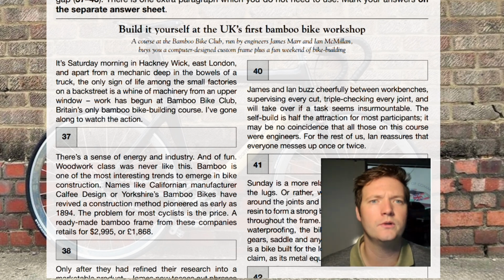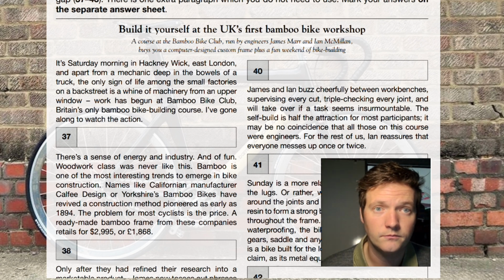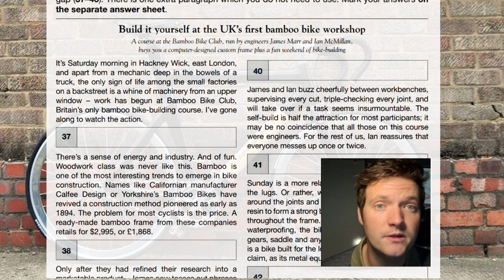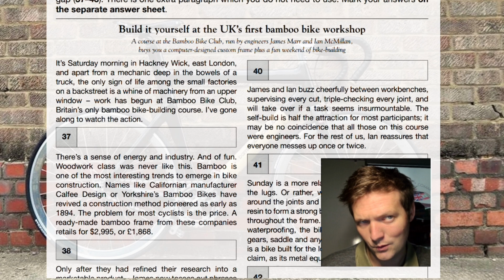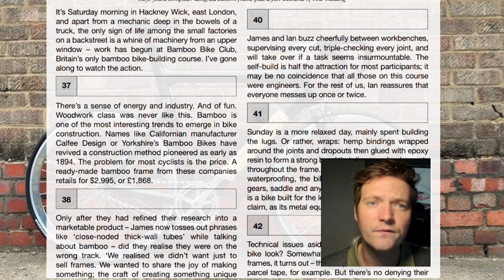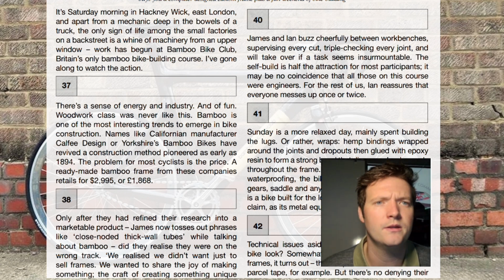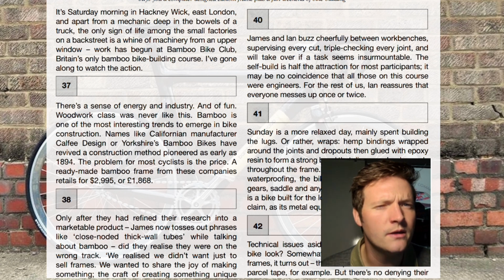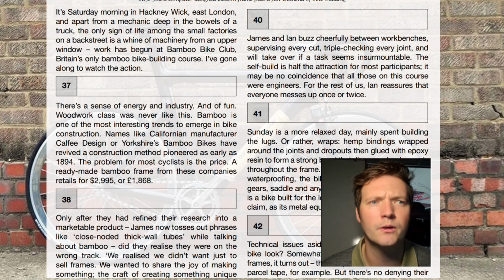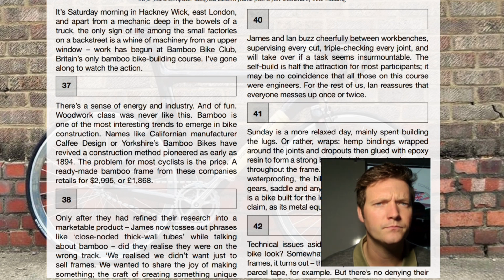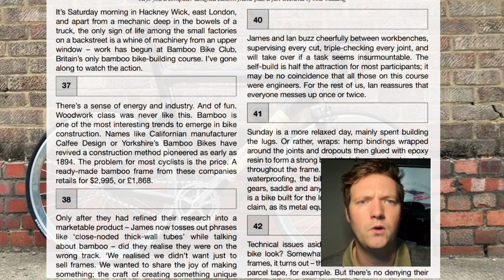Okay, so we're talking about the problem of the price. They're expensive bikes from those companies, from Bamboo Bikes and Calfee Design. So, I don't know. Are we going to continue that train of thought? Maybe after the gap, let's see. Only after they have refined their research into a marketable product, James now tosses out phrases like close-noded, thick wall tubes while talking about bamboo. Did they realise they were on the wrong track? So it sounds like they are talking maybe about how the company was set up in the paragraph after the gap. And before the gap, they're talking about the problem of the price.